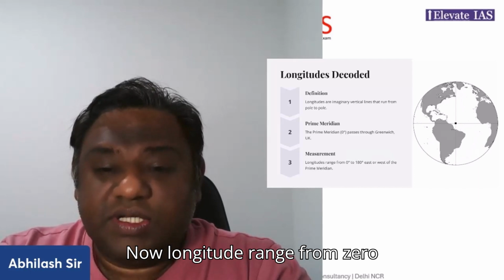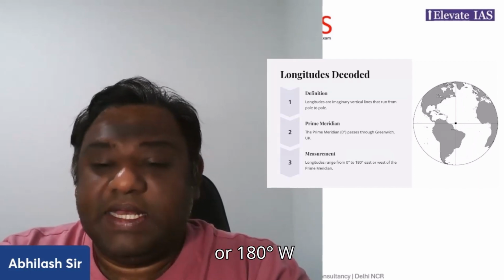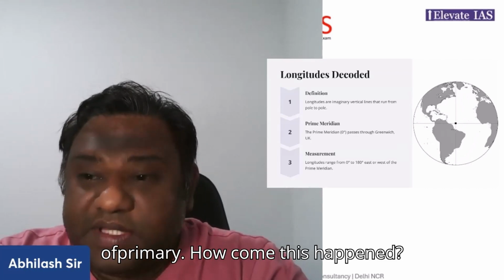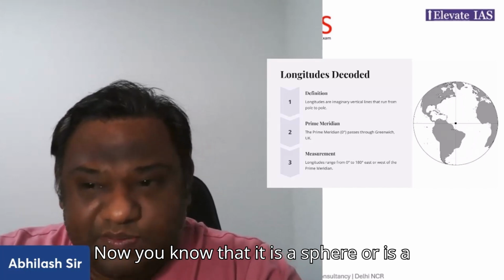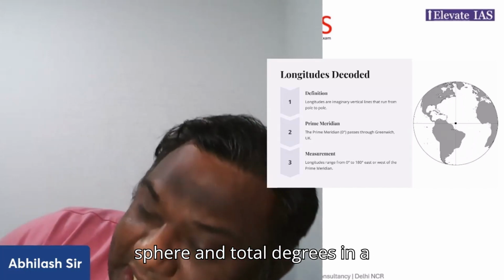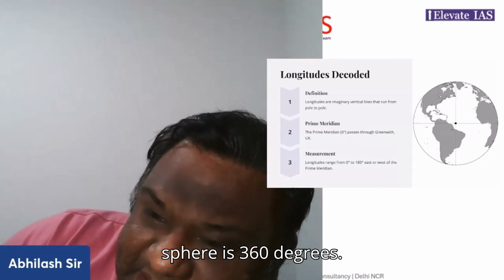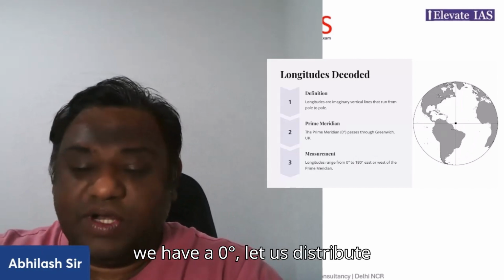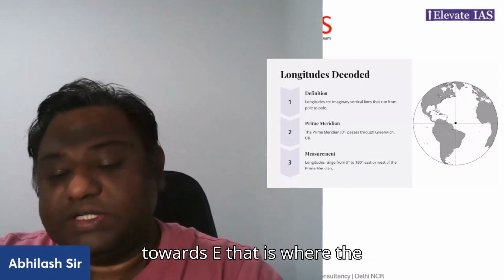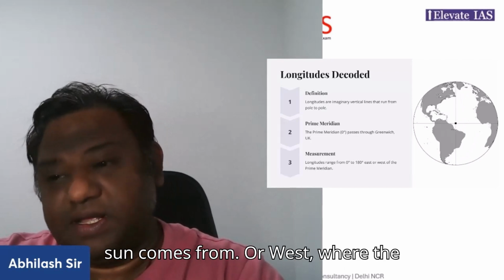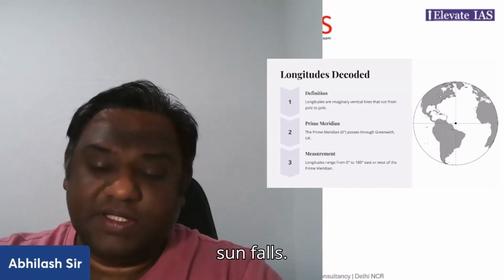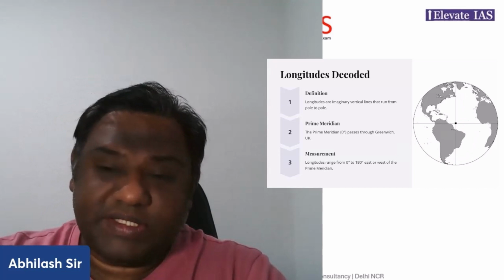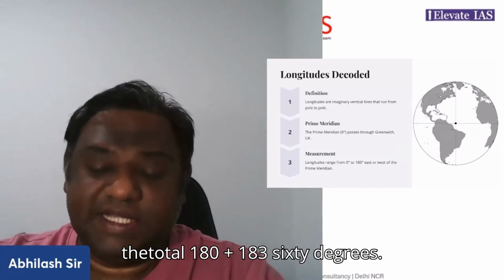Now longitude ranges from 0 degree to 180 degree east or 180 degree west of the prime meridian. How did this happen? Now you know that Earth is a sphere, and the total degrees in a sphere is 360 degrees. So when there is 360 degree and we have a 0 degree, let us distribute towards east, where the sun comes from, or west, where the sun sets. So 180 degree east and 180 degree west. So total 180 plus 180, 360 degrees.